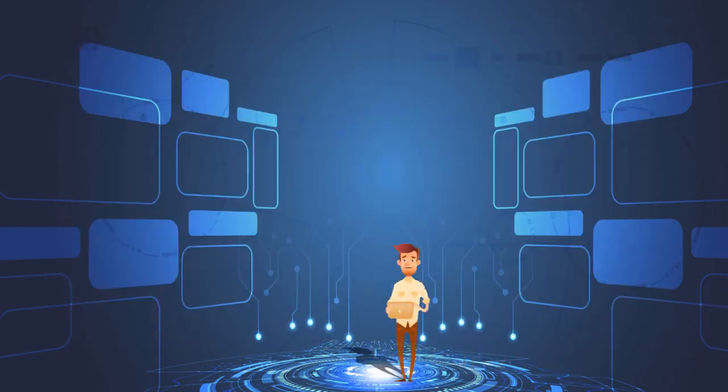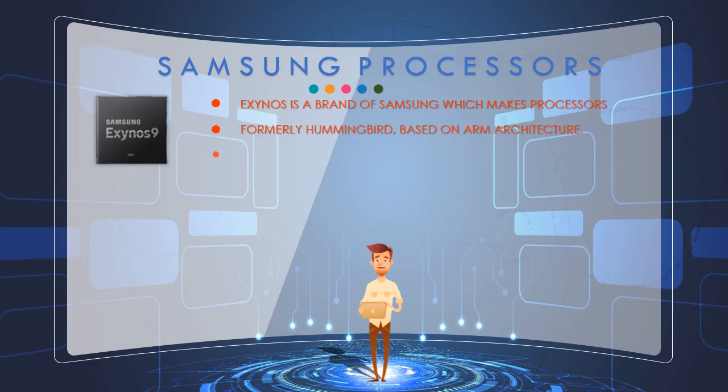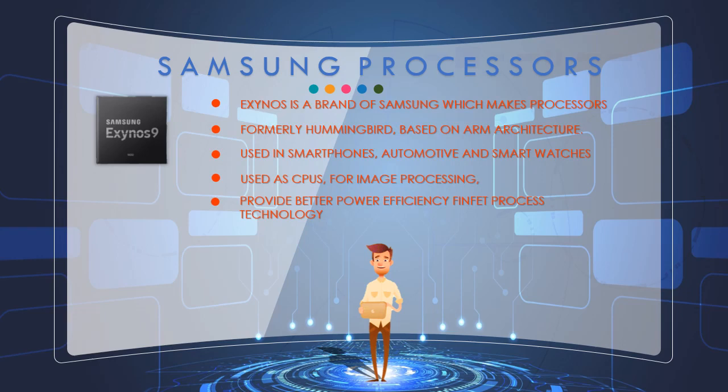Now we are going to see the Samsung processors. Samsung processors are made under the brand Exynos. Exynos is the brand of Samsung, a division of Samsung Electronics, which makes the processors. It was formerly known as Hummingbird. It is a division of Samsung, which is a Korean company itself, and it is based on ARM architecture. Most smartphone processors are based on this ARM architecture.